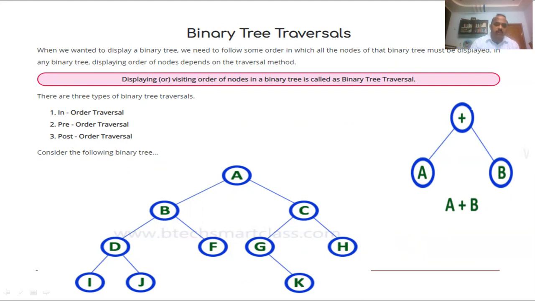For example, this is a binary tree. How many nodes are there? This plus is the parent node. A and B are the children of this plus operator node. A is the left node and B is the right node. A plus B. This is an infix notation.